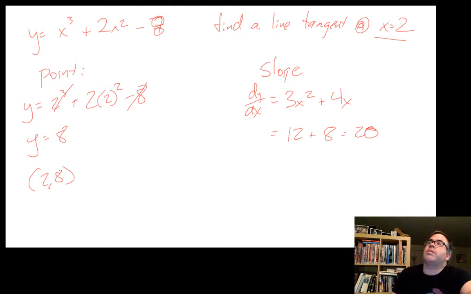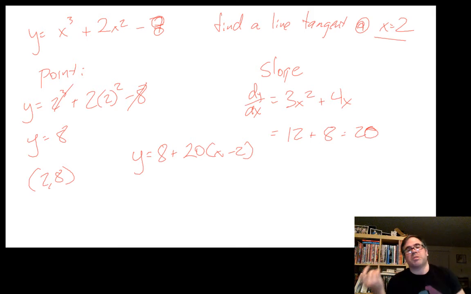The one that you always look at in Miss Hong's room, and the one that's going to be probably closer to what you're going to see on the test, is going to be y equals the y value 8 plus the slope times x minus the x value. So that's in point slope.